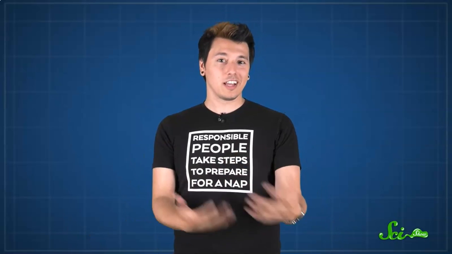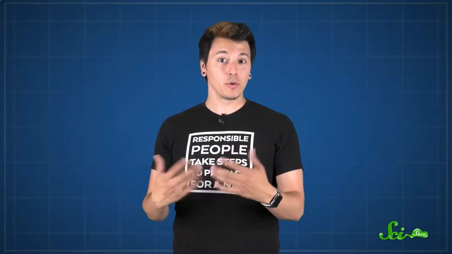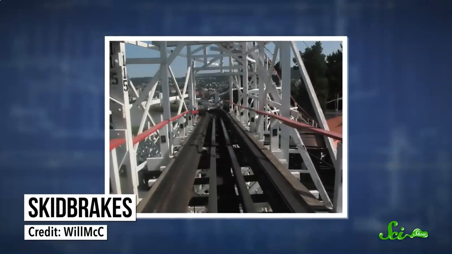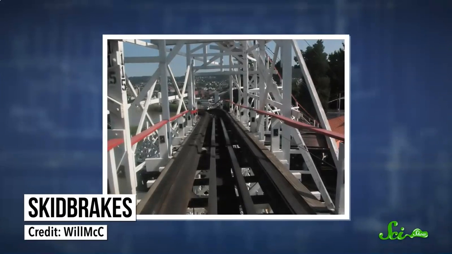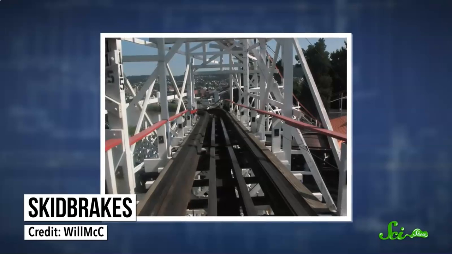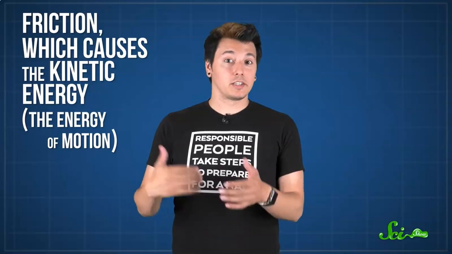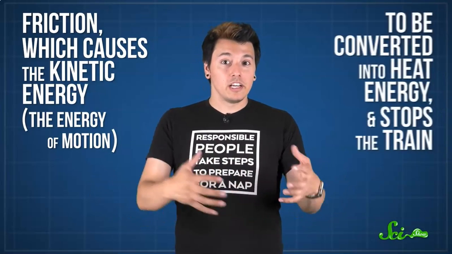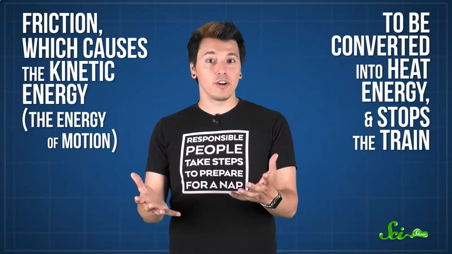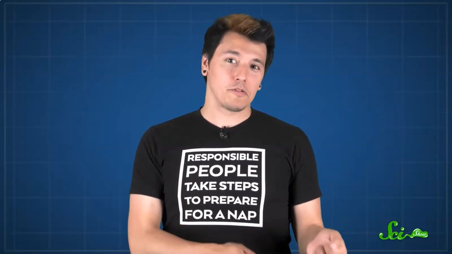Now, all good or slightly terrifying things have to come to an end, so the roller coaster train needs to stop somehow. Traditionally, roller coasters use brakes that come in contact with the speeding train, like something that skids along the bottom or clamps that close around metal fins on the cars. These brakes rely on friction, which causes the kinetic energy, the energy of motion, to be converted into heat energy and stops the train. And these brakes work, but they get worn out from all this contact.